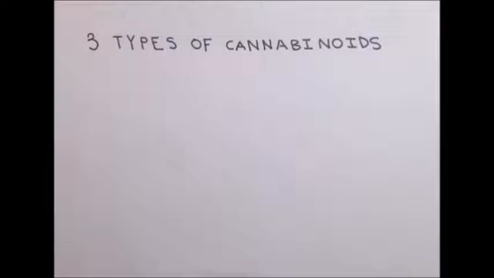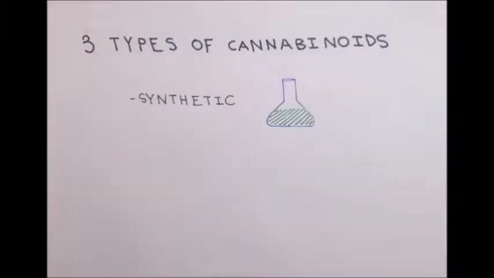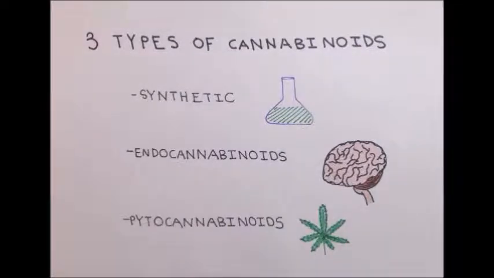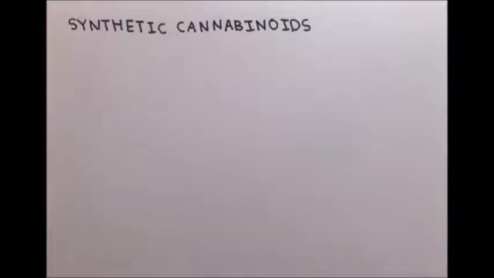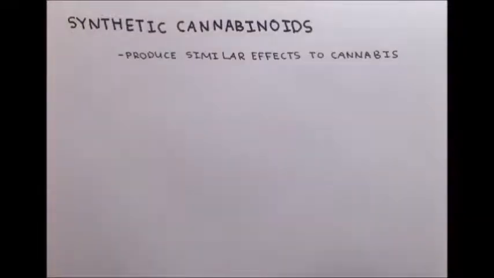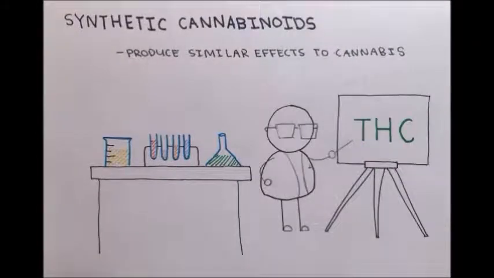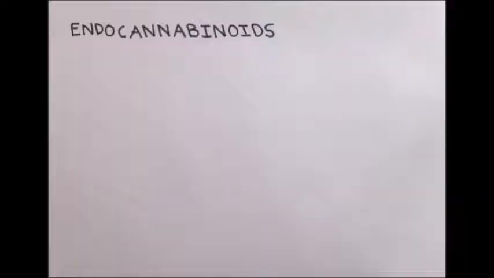There are three main types of cannabinoids: synthetic, endocannabinoids, which the body makes, and phytocannabinoids that come from the Cannabis sativa plant, including THC. Synthetic cannabinoids are psychoactive substances that mimic or produce similar effects to cannabis. These do not occur naturally. THC is the target of this research, so the synthetic drugs which are created aim to affect the same receptor as well as share similar structures.